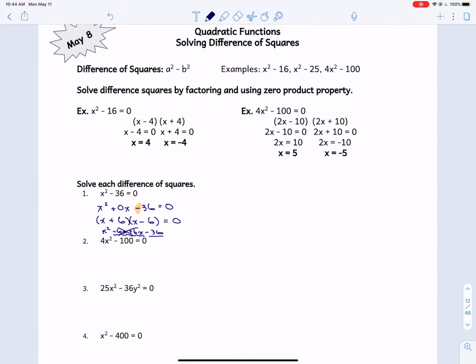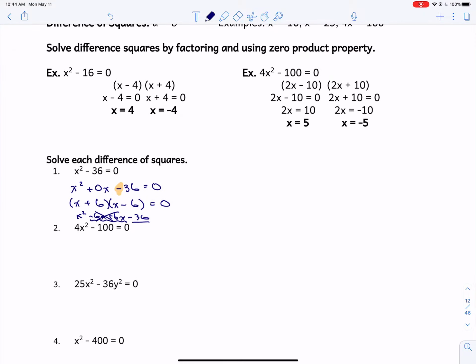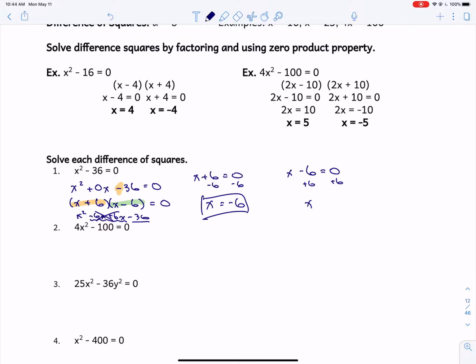So it says to solve, right? We are solving quadratics still, so that's why it's equal to 0. So we do the same thing. We take each of these and set them equal to 0 on their own. So we have x plus 6 equals 0 and x minus 6 equals 0. Subtract 6 on both sides, we get x equals -6. And then add 6 for this one, we get x equals +6.